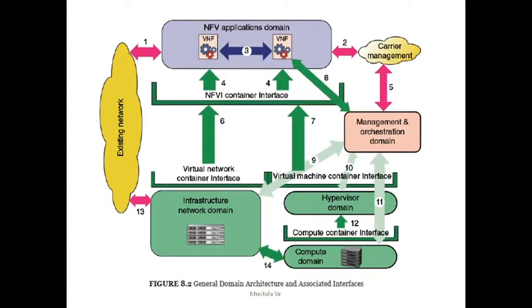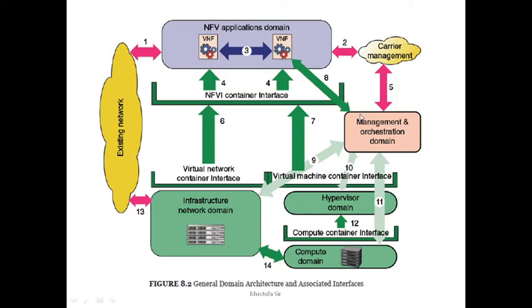So just look at this particular diagram now. I will be explaining each and every point. Here we have the bidirectional arrows 1, 2, 3, 4, 5, 6, 7 till 14. Also you can match this diagram with the NFV architecture I mentioned at the start of this video. So we have the infrastructure network domain, hypervisor domain, compute domain.